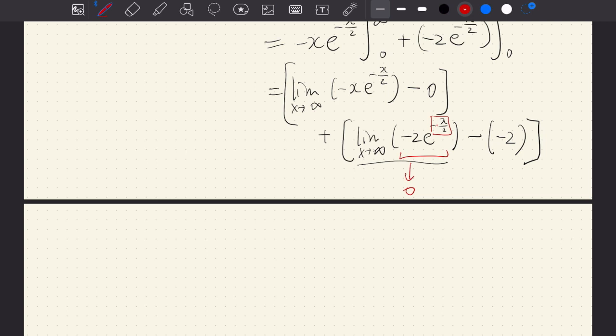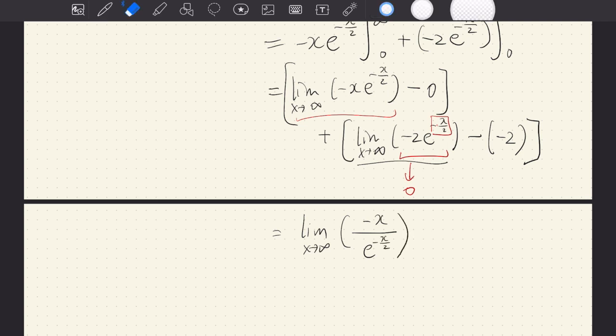Okay? And for the first limit, it is actually more cumbersome because we will have to use L'Hopital's rule. So let's rewrite this as negative x over e to the negative x over 2. Sorry, there's no negative here because we have put it in the denominator, so it is e to the x over 2. Okay, and here this term is 0 and this term is 0, and we're left with plus 2.